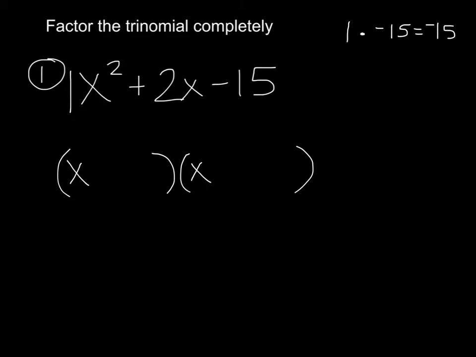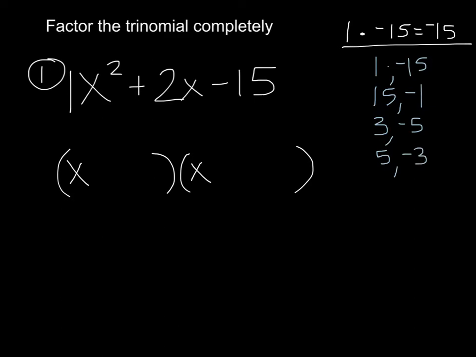Now I'm going to find all the factors of negative 15, in other words, all the things that can multiply to be negative 15. 1 and negative 15 give negative 15. Also 15 and negative 1, because a positive times a negative gives you a negative. Then we also have 3 and negative 5, and 5 and negative 3. I made that little list off to the side. You're going to do that for every single problem.